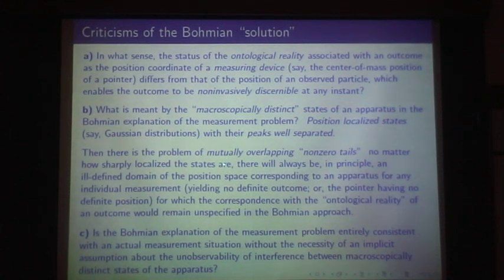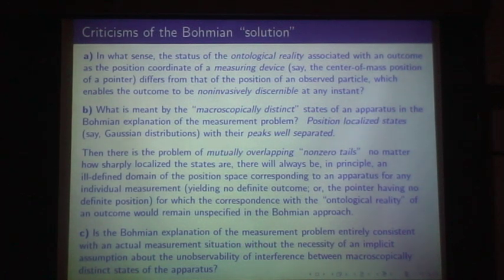The macroscopically distinct states of an apparatus are taken as position-localized states with peaks well separated. But there is a criticism of this aspect, in the sense that there's always the problem of mutual overlap between the Gaussian wave packets. Of course, one can make that overlap as small as one likes. But there's always a question of principle involved: even if the overlap is negligible, it is in principle non-zero, and then there are some cases in which no definite outcome is registered, or the pointer has no definite position. What does it mean in terms of realist description that a pointer has no definite position? One may say that in that sense, you are not solving the quantum measurement problem in principle to a fully rigorous level. The cat problem appears at some level.